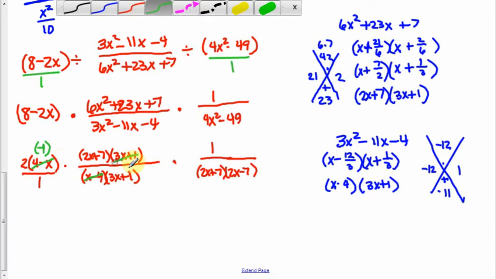The 3x plus 1's cancel. And then this 2x plus 7 is going to cancel with this 2x plus 7. And I think that's all that cancels. So I have 2 times -1 times 1, -2 left in my numerator, over 1 times 2x minus 7. Cannot cancel the 2's because this is not a single factor down here. It has a -7 attached to it, right? This answer could also be written like this. This is the most appropriate answer.